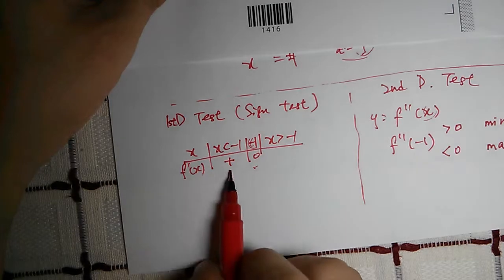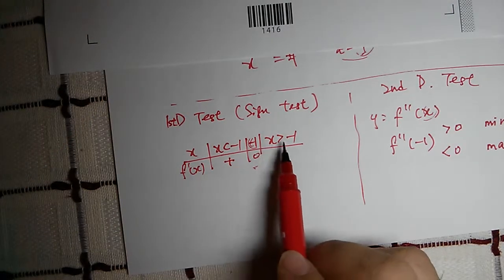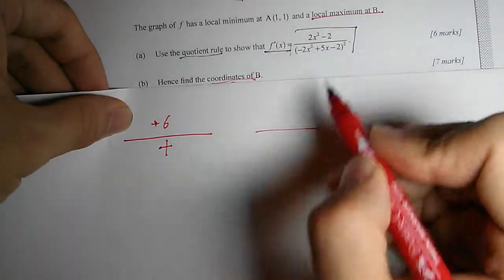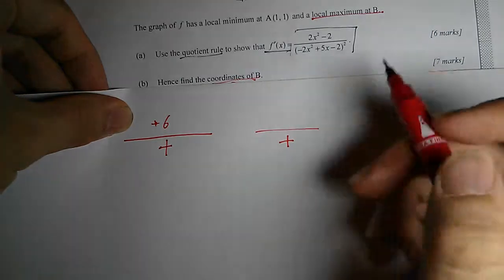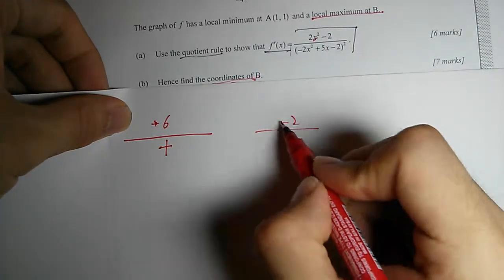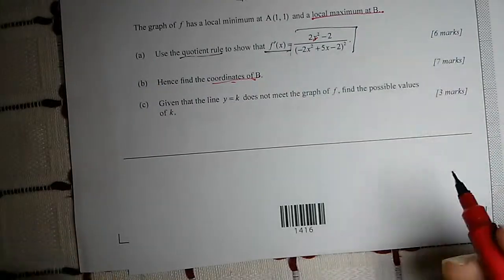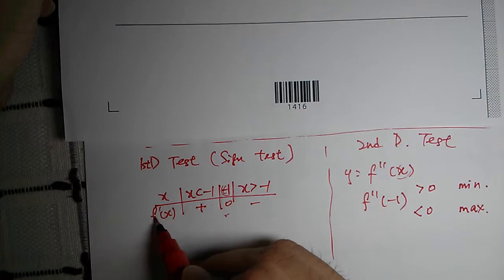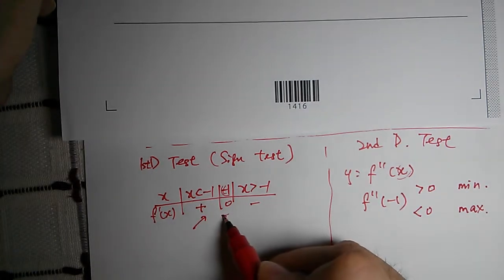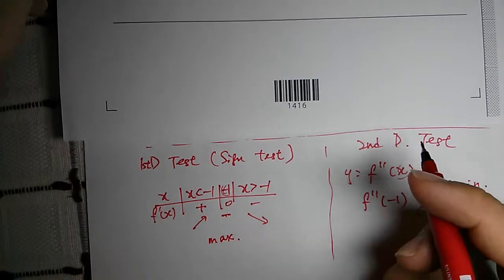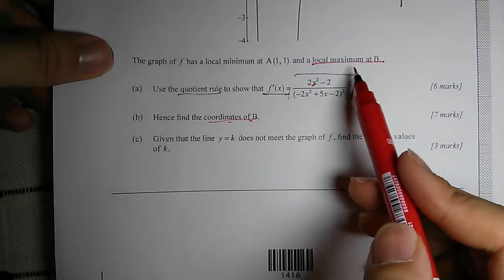For x bigger than negative 1, 0 is a good choice. Again, the denominator is something squared, so it is positive. 0 squared is 0, 0 times 2 is 0, 0 minus 2 is minus 2. Negative over positive is negative, so after it is negative. A positive gradient means increasing, then a little bit flat, then decreasing. Obviously, this is a maximum, as we want, because we want it to be a maximum.